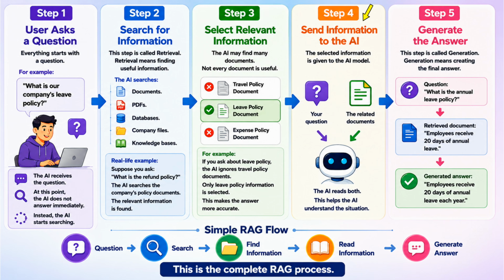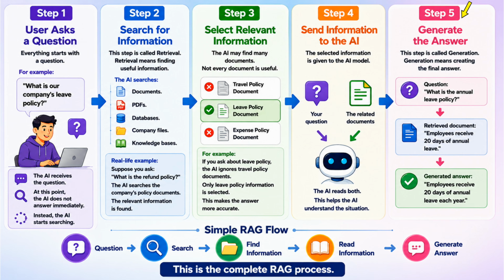Step 4. Send information to the AI. The selected information is given to the AI model. At this stage, the AI has two things, your question and the related documents. The AI reads both, and this helps the AI to understand the situation.